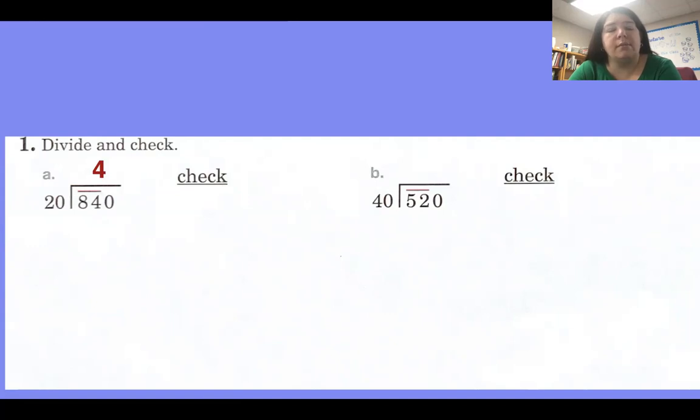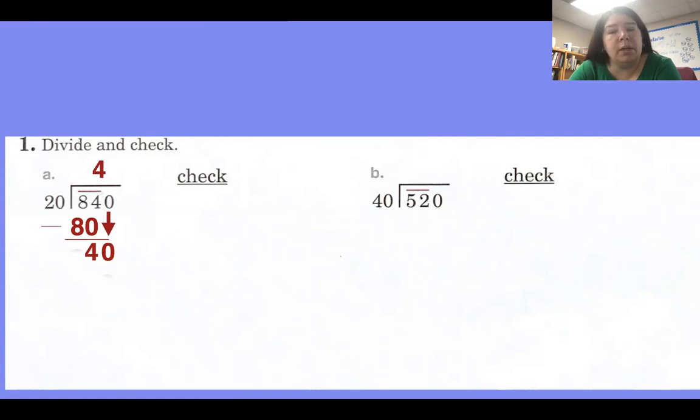Put 4 and now multiply. 4 times 20 equals 80. And now subtract. 84 minus 80 equals 4. Good. Now compare. 4 is less than 20. So now bring down. Now we have 40. We're going to start the whole process again.